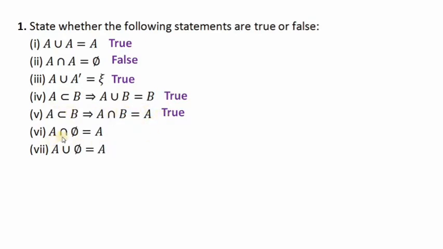Now A intersection with the empty set, that means the common elements between the empty set and A, will be equal to A. Is this true? No, this is always false. Now when you take the union of any set with the empty set, you'll get back the same set. So this is always true.